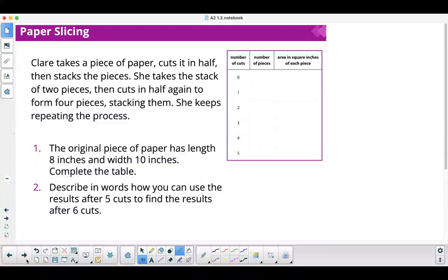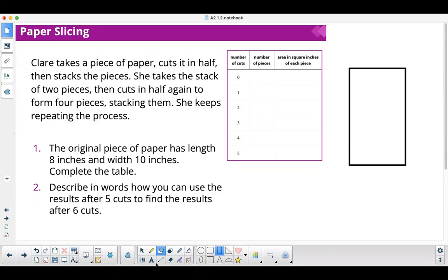Okay, so let's take a look at a situation here. Claire takes a piece of paper, cuts it in half, then stacks the pieces. Then she takes the stack of 2 pieces, cuts them in half again to form 4 pieces, stacking them. She keeps repeating the process. So what you end up having here is, let's just draw a sheet of paper here, and if I cut it right here, I know it's not perfectly half. So we start out with 0 cuts. We obviously have 1 sheet of paper.